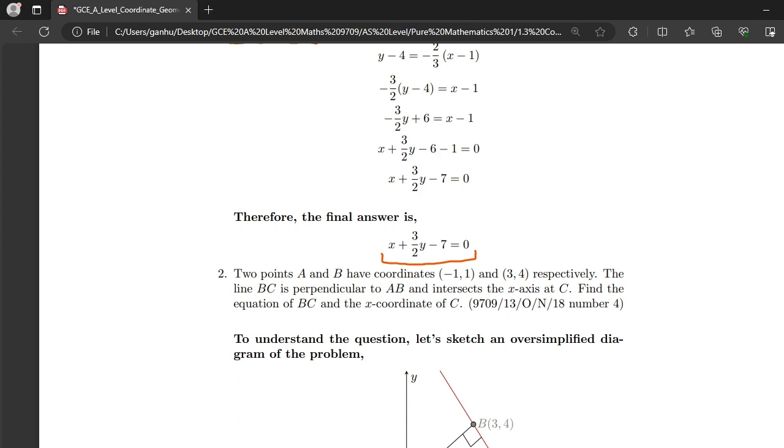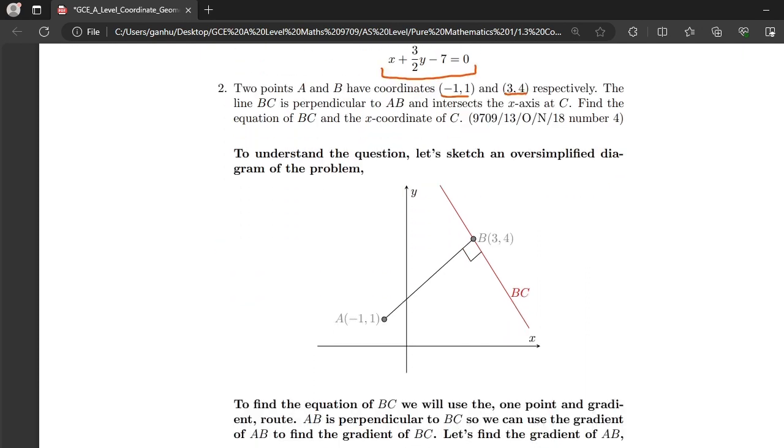Now let's move on to number 2. Two points A and B have coordinates (negative 1, 1) and (3, 4) respectively. The line BC is perpendicular to AB and intersects the x-axis at C. Find the equation of BC and the x-coordinate of C.